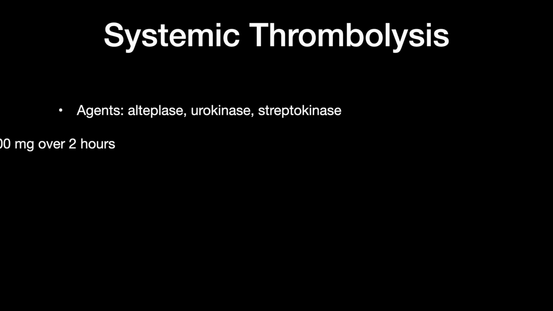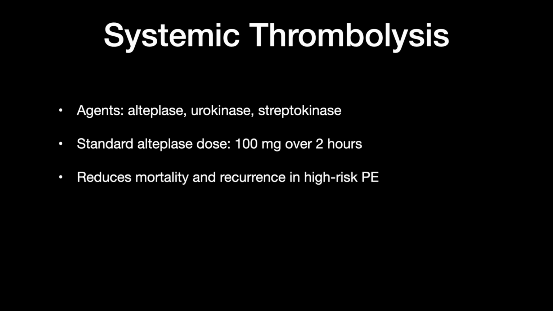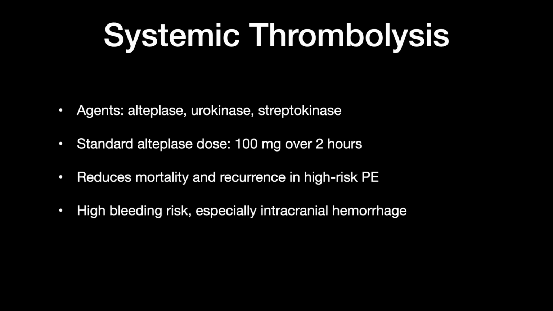Systemic thrombolysis is done with agents like alteplase, urokinase, streptokinase. Standard dose is alteplase 100 mg over 2 hours. It reduces mortality and the recurrence of high-risk pulmonary embolism, but it is associated with high bleeding risks, especially intracranial hemorrhage. Reduced dose regimens are under investigation.